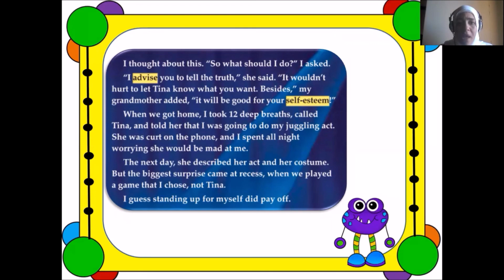When we got home, I took 12 deep breaths, called Tina, and told her that I was going to do my juggling act. She was curt on the phone, and I spent all night worrying she would be mad at me. The next day, she described her act and her costume. But the biggest surprise came at recess when we played a game that I chose, not Tina. I guess standing up for myself did pay off.